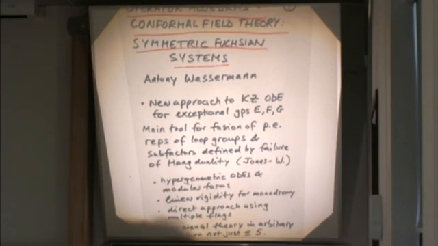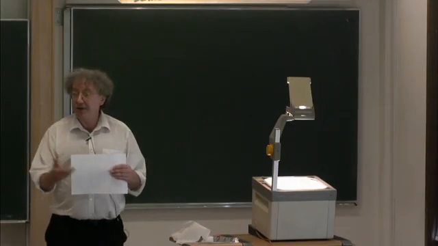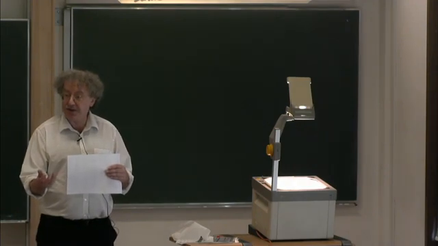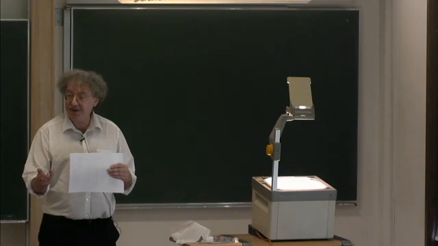So the idea then is that it's a new approach to the KZ-ODE, the Knizhnik-Zamolodchikov ODE, which applies to the exceptional groups E, F, G and most of the other ones for particular representations. So the main tool for fusion of positive energy representations of loop groups and subfactors, which are defined by the failure of Haag duality, is this KZ-ODE. That's kind of the central thing. And if you think about Vaughan's planar algebras, there are some little boxes there which contain all the goodies. This is such a box with a great goodie inside it.